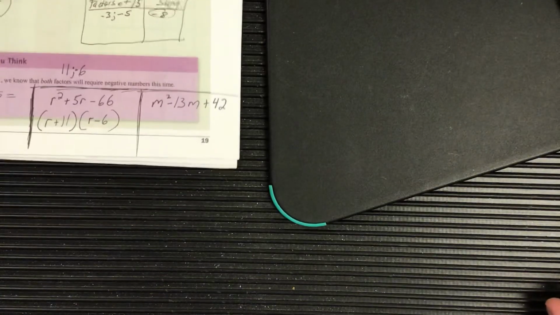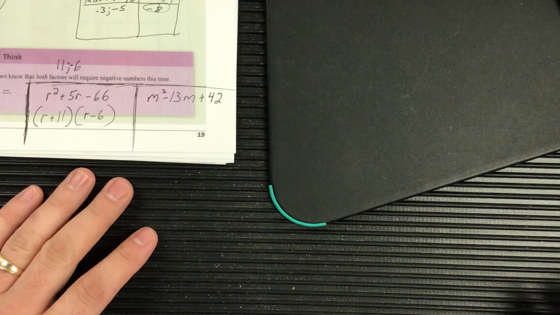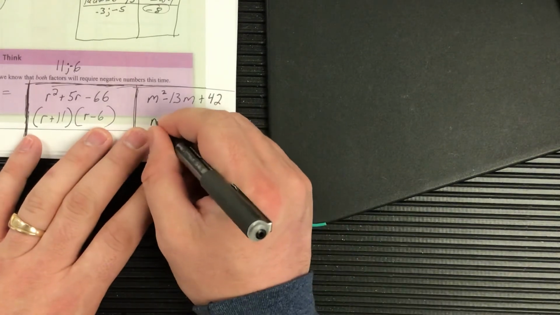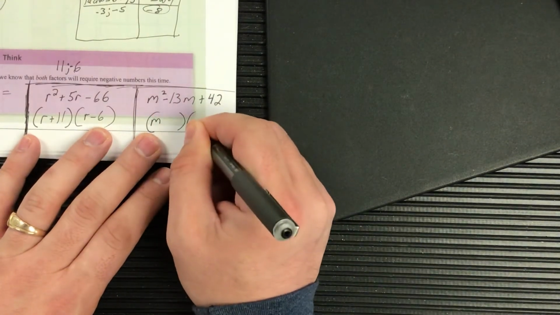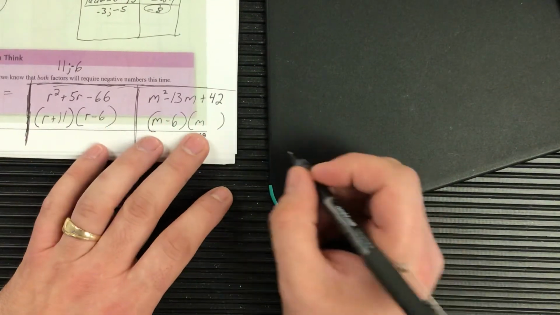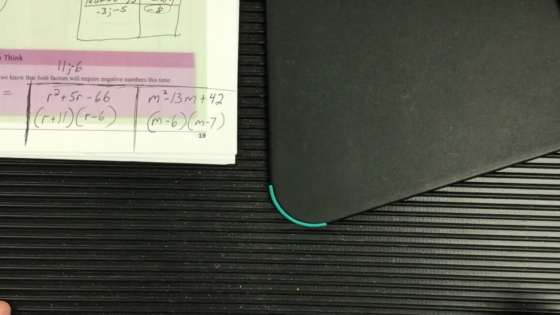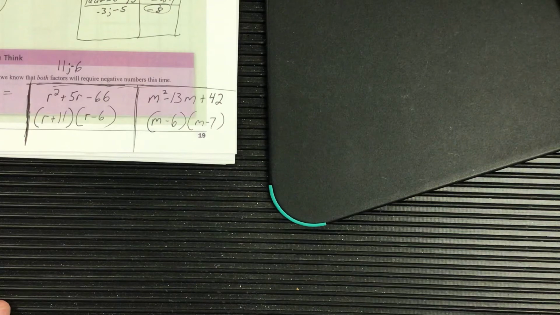Last one. What do you got? I got m plus negative 6, or m minus 6. Yeah. And m minus 7. There you go. Factors of 42 that add up to negative 13. M squared minus 13m plus 42. That is correct.